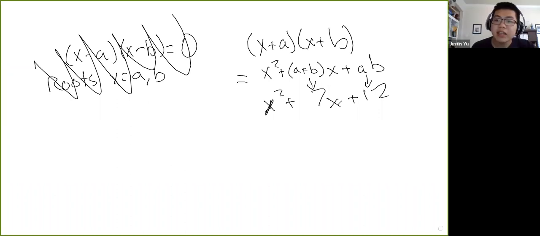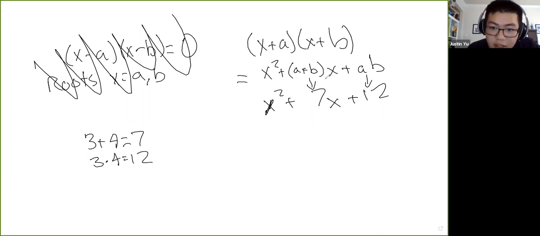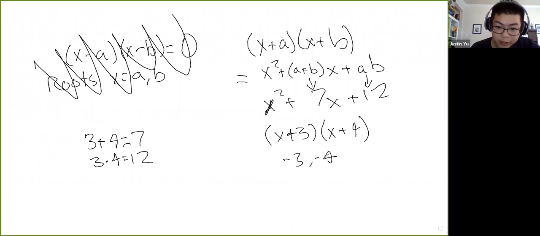Four and 3. Excellent. Yeah, 3 plus 4 equals 7. 3 times 4 is equal to 12. Excellent. So basically, by comparing these coefficients, I know that I can write it like that. And then, of course, the roots are -3 and -4, just like we found earlier.